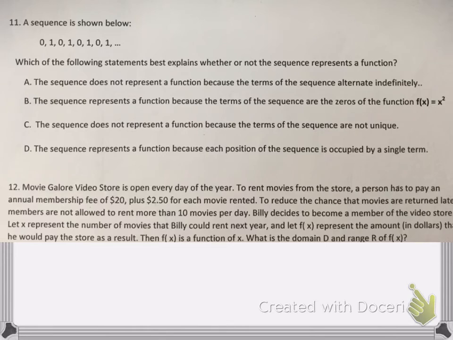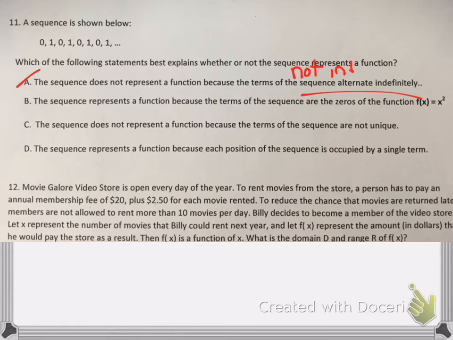Question 11. A sequence is shown below: 0, 1, 0, 1, back and forth. Which of the following statements best explains whether or not the sequence represents a function? This was a very challenging question, so if you got it correct, good job. If not, listen carefully because I'm really trying to explain it clearly so that you get it.